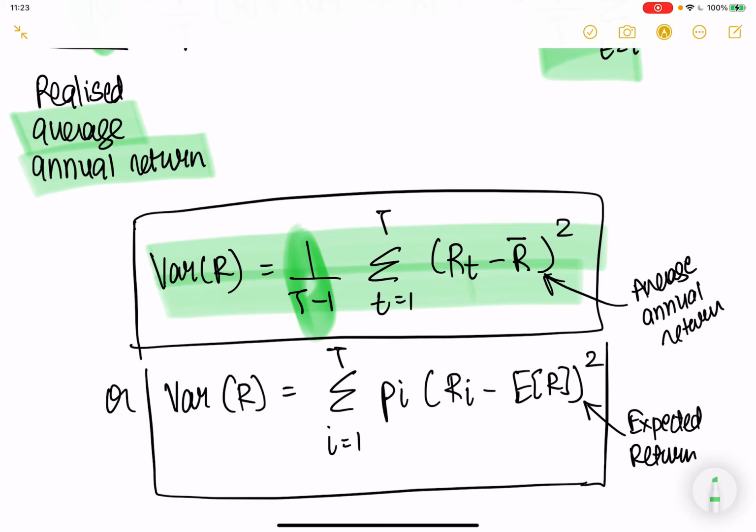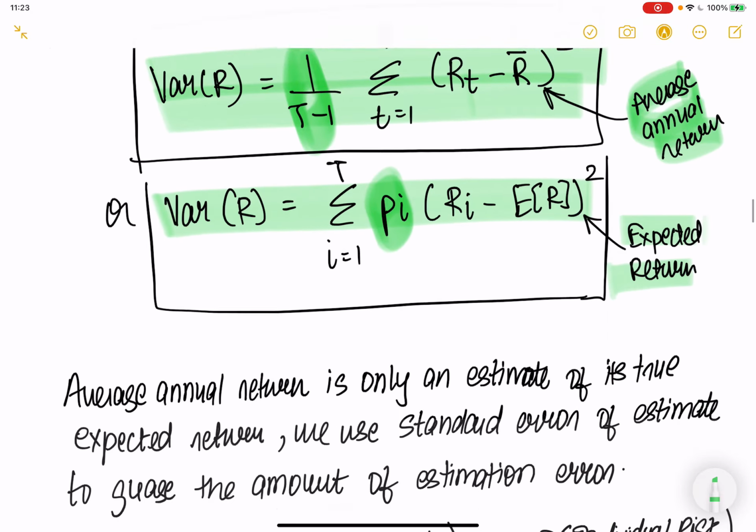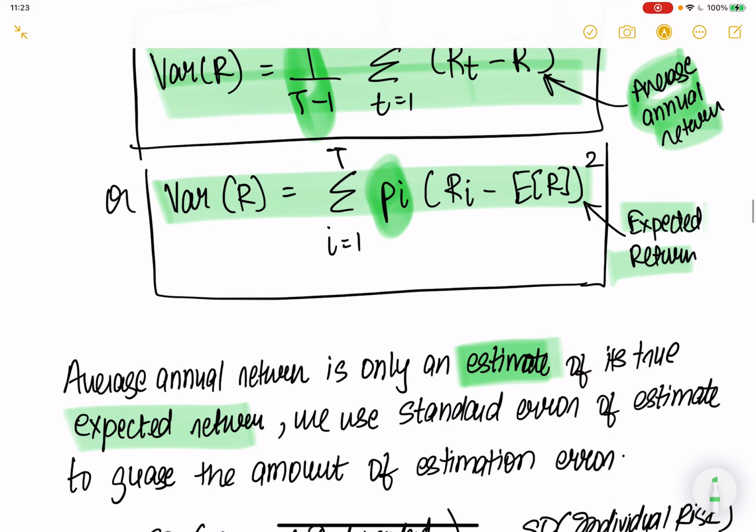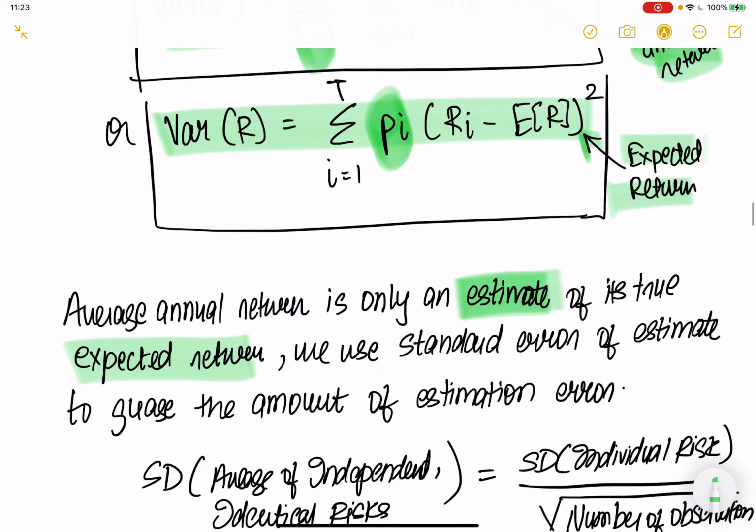is volatility. So we saw previously how we can do it from expected return if you have a probability distribution, or you can do it from average annual return. If you do it from average annual return, it's an estimate of the true expected return. Expected return is the most accurate way, but if you do it from the average, then you have to calculate standard error.